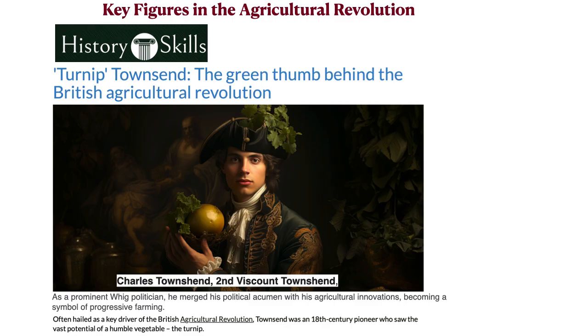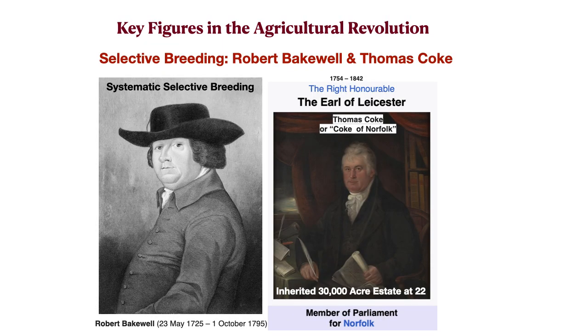Some key figures. Charles Townshend, you can see an aristocrat, also a prominent Whig politician, but very much known for his enthusiasm for the agricultural revolution, and particularly for turnip growing, hence Turnip Townshend. Or some key figures in selective breeding. I have here Robert Bakewell and Thomas Coke of Norfolk, the latter being a very wealthy aristocrat. You can see he inherited a 30,000 acre estate at 22.